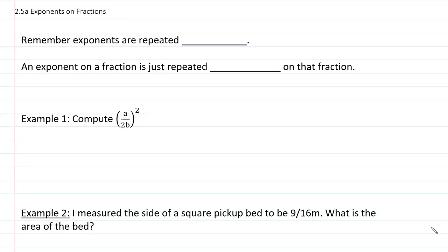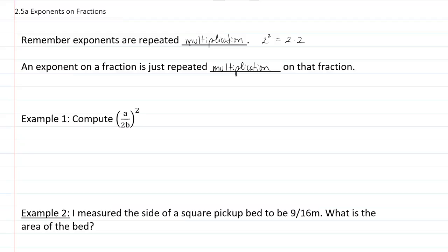2.5a, exponents on fractions. Remember that exponents are repeated multiplication. So 2 squared, so 2 to the second power, would be 2 multiplied by itself 2 times. That's what we mean by repeated multiplication. An exponent on a fraction is just repeated multiplication on that fraction. So let's go through a couple examples, and I'll show you what I mean.